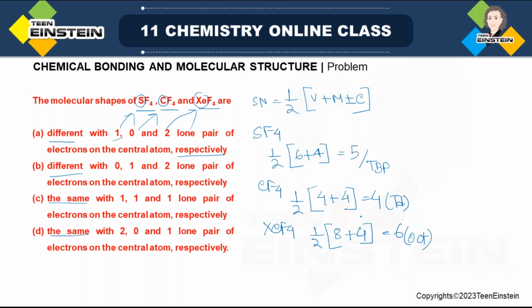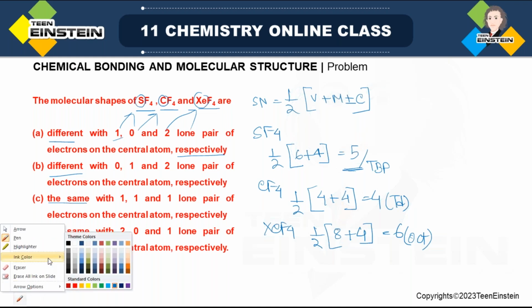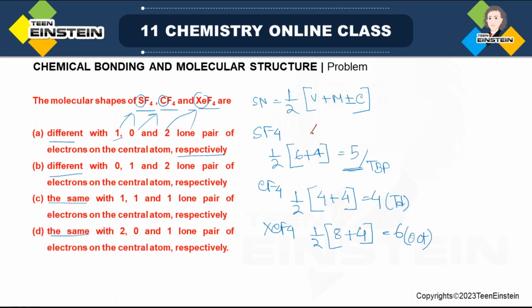Fine. Now see, you don't even have to draw the structure. As there are total 5 positions, out of these 5 positions, how many sulfur fluorine bonds do you have? You have a total of 4 sulfur fluorine bonds. That means at the remaining 5th position, there should be a single lone pair, right? And their structures, these 3 are obviously different structures, so these 2 are obviously not possible. Now what about CF4? There are a total of 4 positions.